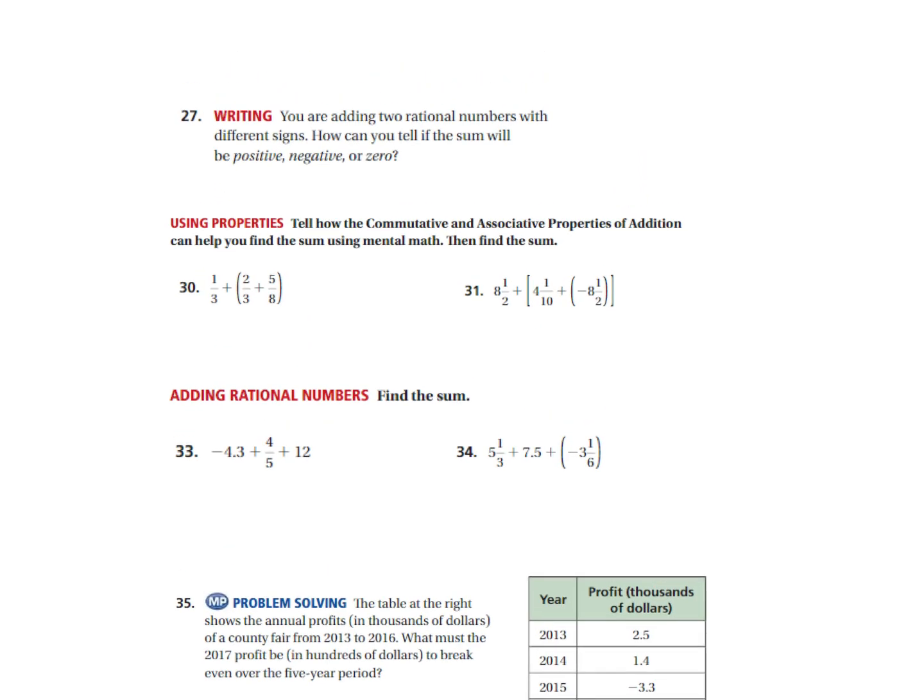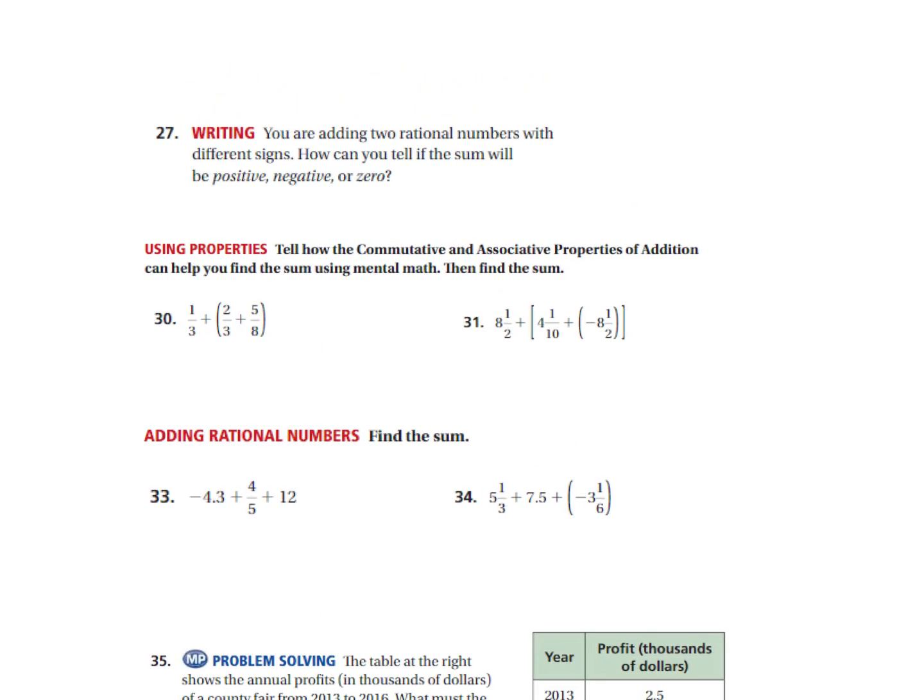All right, to the back side, number 27 says you're adding two rational numbers with different signs. How can you tell if the sum will be positive, negative, or 0? Well, we've kind of already discussed this, right? It's going to be positive when the positive number has the greatest absolute value. Okay, we would then put that one on top and take that sign.